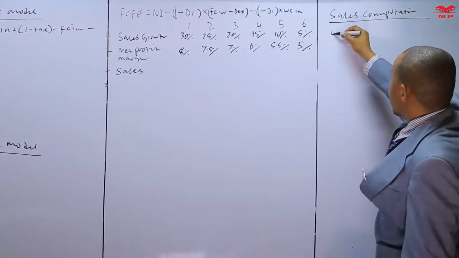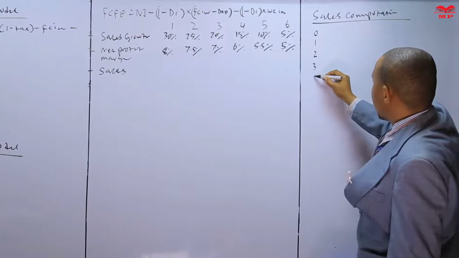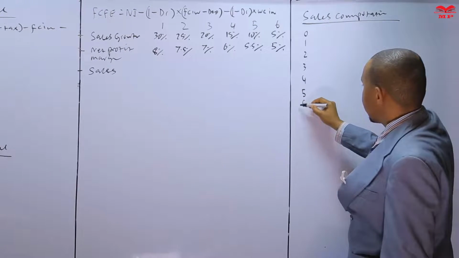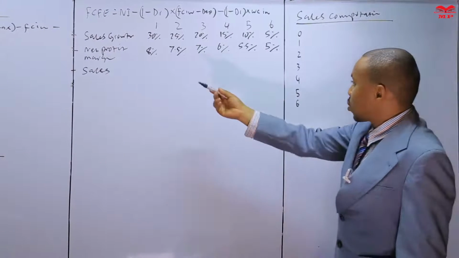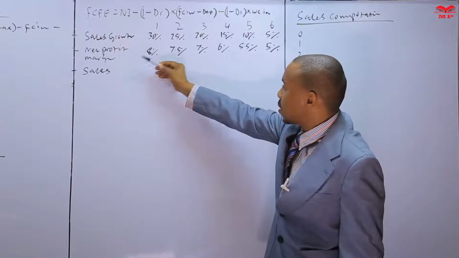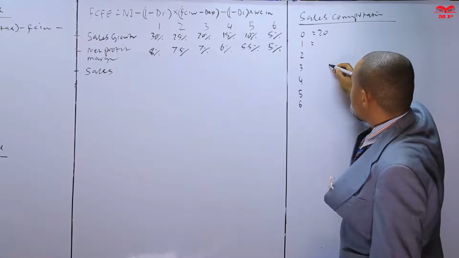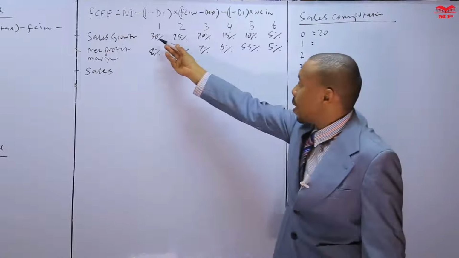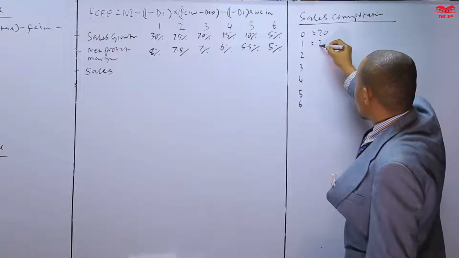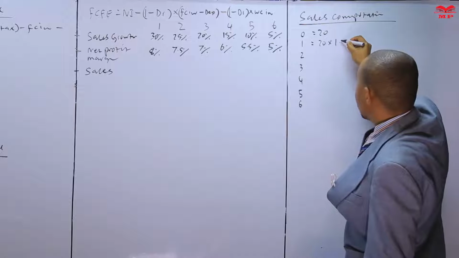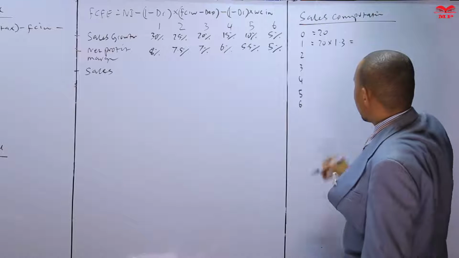Now we have year 0, 1, 2, 3, 4, 5, and 6. So for us to get the sales computation, we need to get, first of all, the sales in year 0. The sales in year 0 was 20 million. And we're saying the sales in year 1 will now be grown by 30%. So we're saying it is 20 multiplied by 1.3. How much do we get?